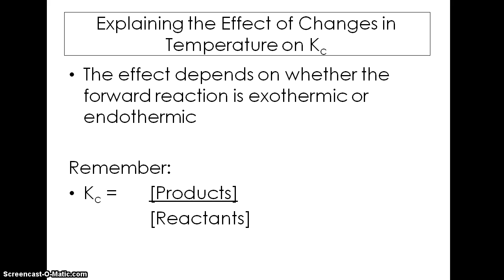So what we're going to look at now is explaining the effect of changes in temperature on Kc. And the effect depends on whether the forward reaction is exothermic or endothermic. And in order to explain this, we need to look again at our simplified expression. So Kc is products divided by the reactants, so the concentration of the products divided by the reactants. Again, it's a simplification, but we're just going to go with it for now.